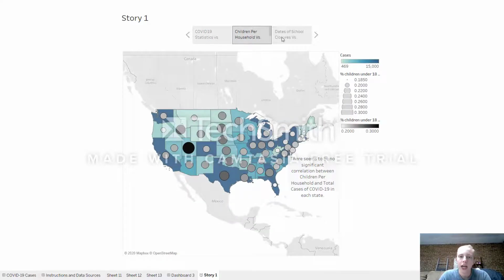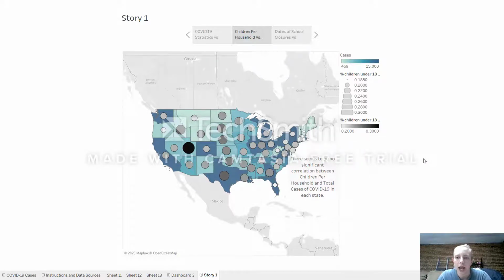So first, I looked at the children per household percentage in each state, the average, and compared that to the total number of coronavirus cases. So you can see right here, I have this map. The colors in the background represent the number of coronavirus cases in that state. So you can see we have some hot spots here: Washington, California, obviously New York, Pennsylvania.